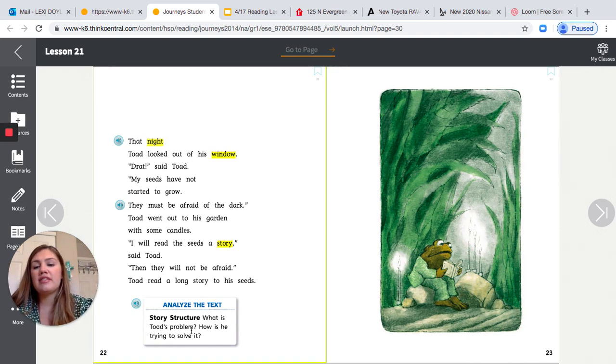So at the bottom here it says, analyze the text, story structure. What is Toad's problem? How is he trying to solve it? So go ahead and turn, if there's someone next to you, a parent or someone at home, and tell them what you think Toad's problem is in the story so far. And then after that, tell them how he's trying to solve it right now. What's his solution? So go ahead and turn and talk now. Go ahead and pause the video.